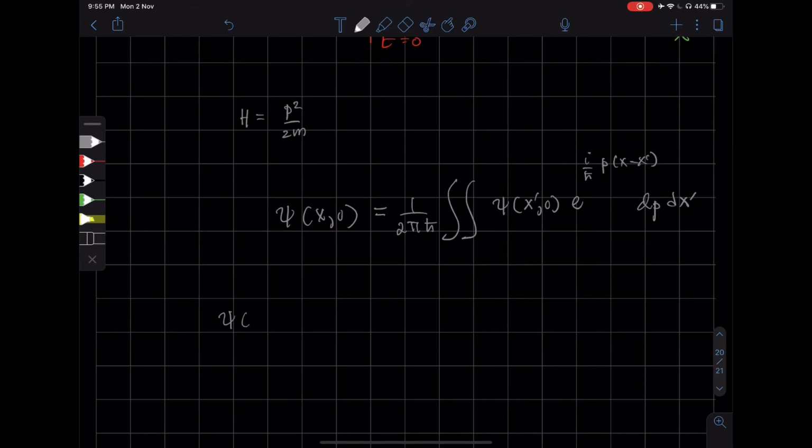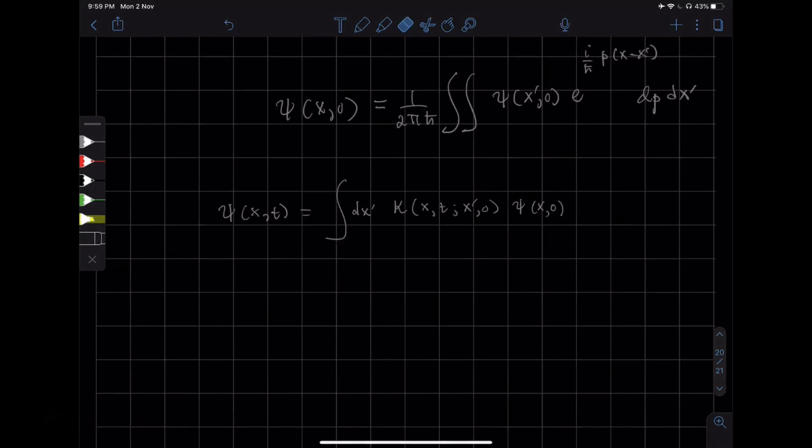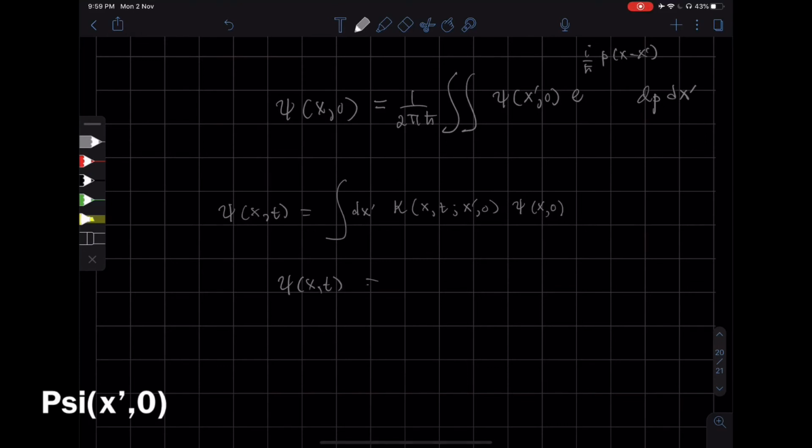Right. So what is psi of x of t? Well, psi of x of t is given by the integral over all x, let's call it x prime, of, say, K of x t, x prime 0, psi of x prime 0. So note that psi of x at time t is e to the power minus i p squared by 2m, this is the Hamiltonian, t over h bar, and this is acting on psi of x of 0. So this is the operator.